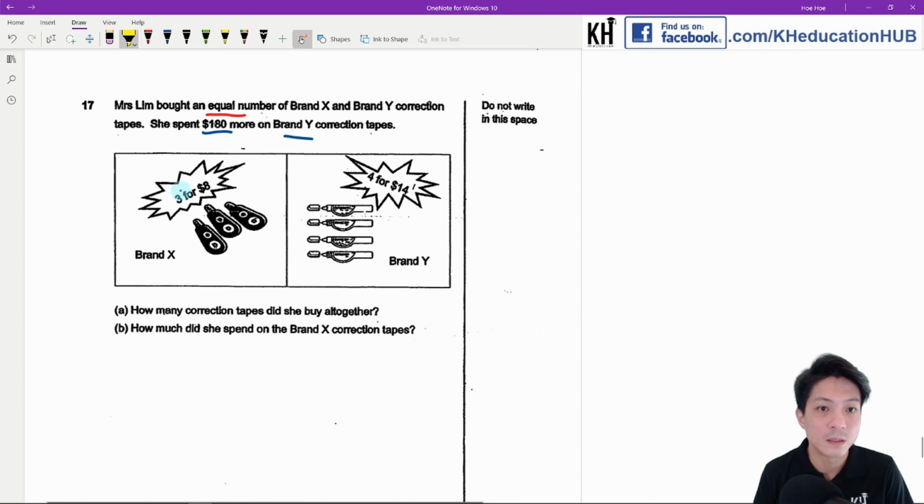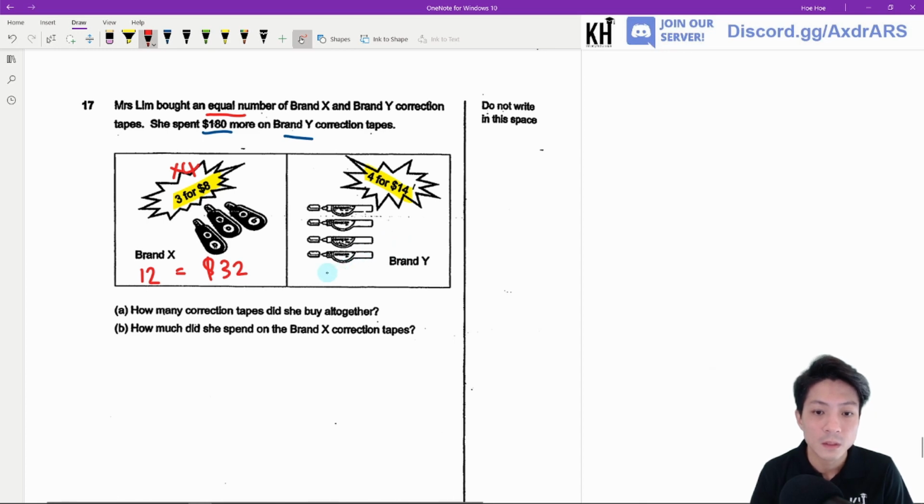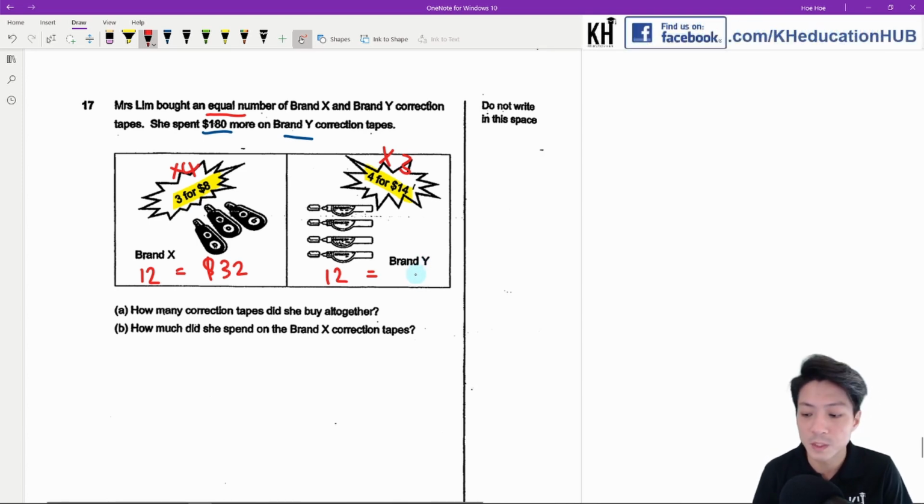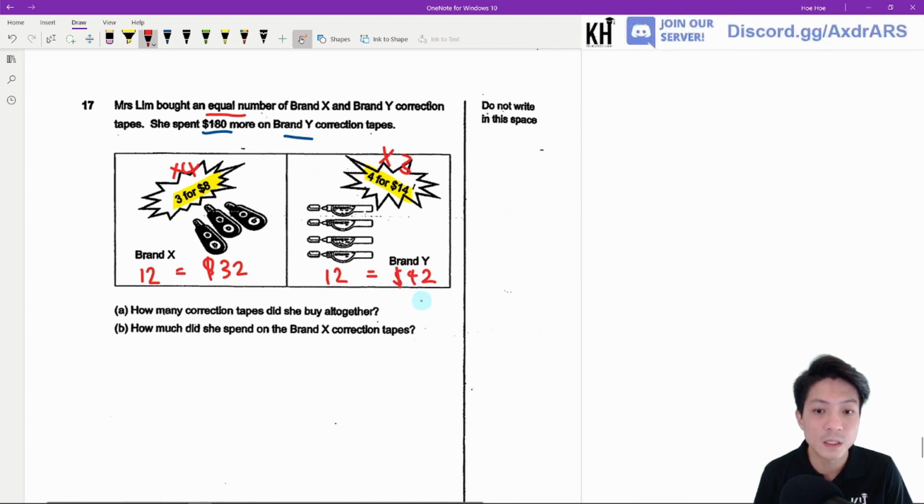Okay, so in this case, the price is 3 for $8 and 4 for $14. So we're gonna find out what is the same price for them first. Okay, in this case, it will be 12 is equal to, so I'm gonna do a times 4. 8 times 4 is 32. And 12 in this case is equal to, I need to multiply it by a 3. So 14 times 3 is $42. Okay, so you can see that the difference is $10.